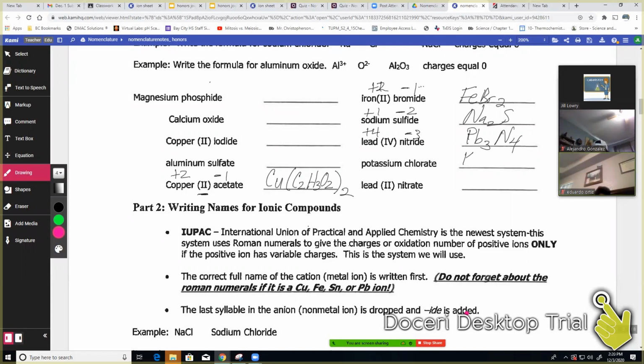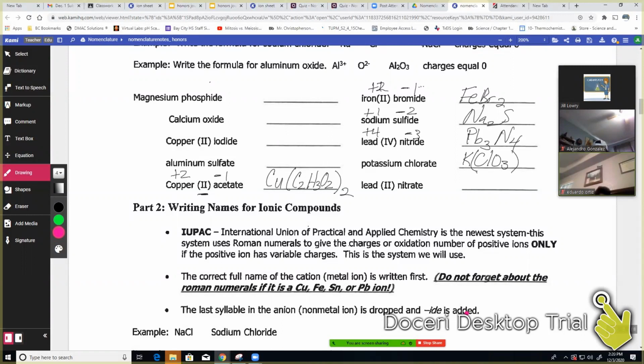Potassium chlorate. Okay, for the potassium. Okay, if you look, chlorate is also a -1, but it's in the second column. See, there's a bunch in that particular little group. Hypochlorite, chlorite, chlorate, perchlorate. And if you notice, they increase by 1 oxygen each time.